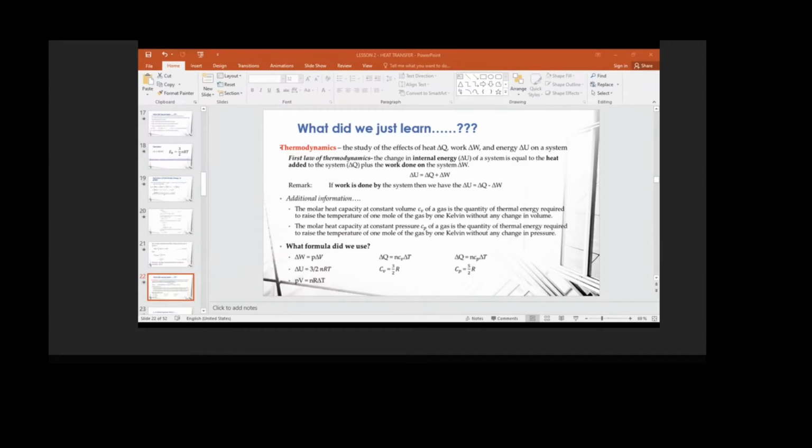Now, what I mean when I say on the system, let's give you an example: pumping a ball. Pumping a ball is you doing work on the ball to get the volume bigger. So that is work being done on the system. Everybody get that?